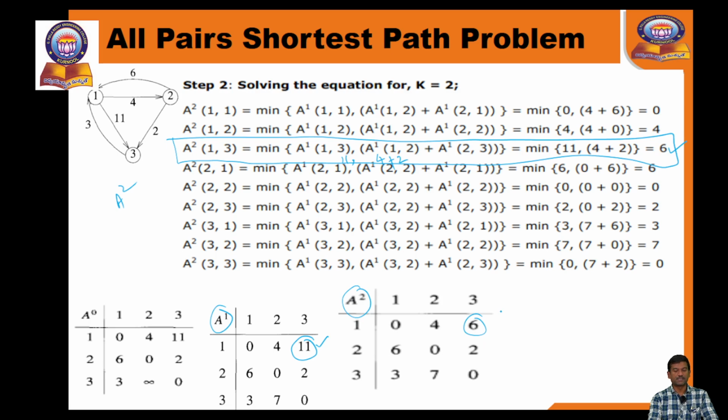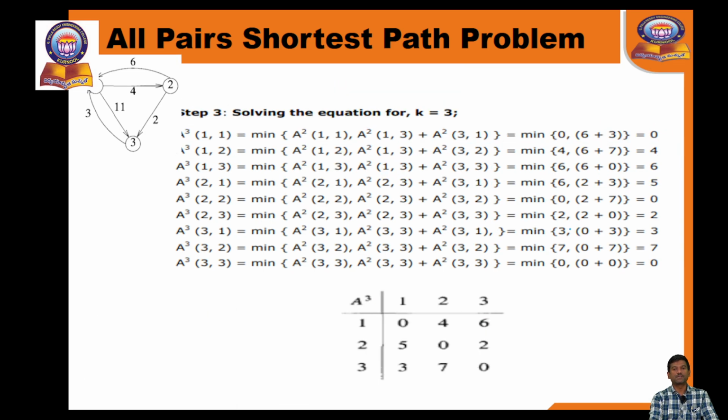And to the next scenario, up to now we have taken k equal to 1 and similarly k equal to 2, and the next one, you take k equal to 3. The number of values of k depends upon how many vertices are present, where n is equal to 3. There are 3 vertices, so the k value will be equal to 3, and you'll be finding A3 of 1, 1, A of 1, 2, A of 1, 3, A of 2, 1, and so on.